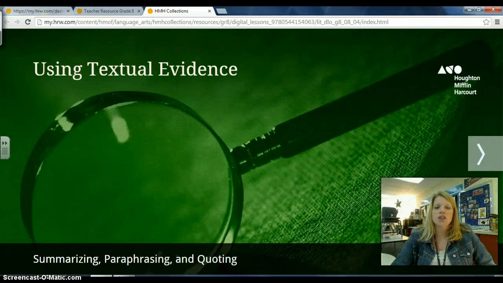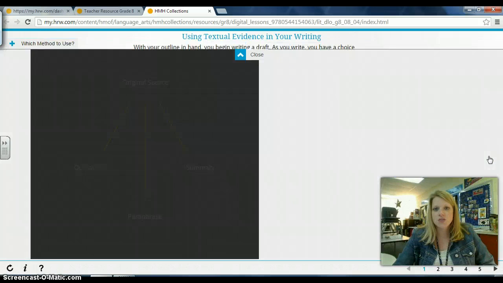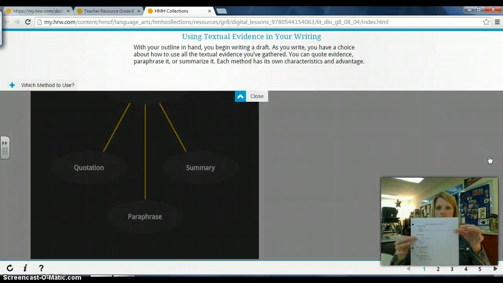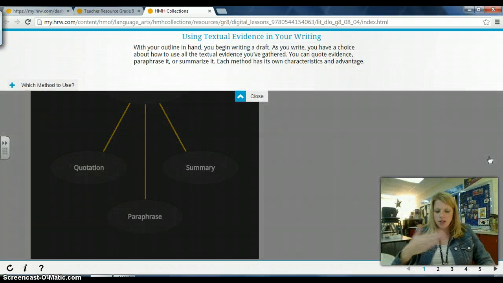This flip is over using textual evidence, summarizing, paraphrasing, and quoting. We've done a lot of work with quoting our evidence, and you guys have been doing a fantastic job with that. But we also need to talk about the other two types and what we do with paraphrasing as well as quoting. You should have your notes all ready to go. They look like this. I'll walk you through your notes as we go through our flip today.